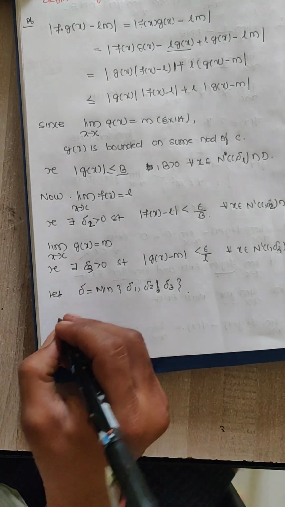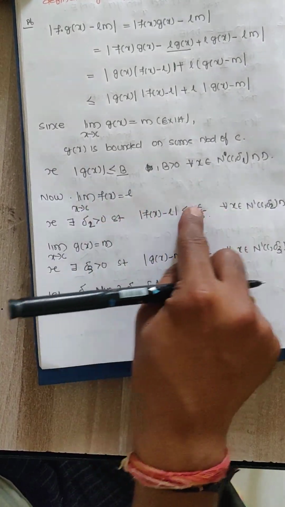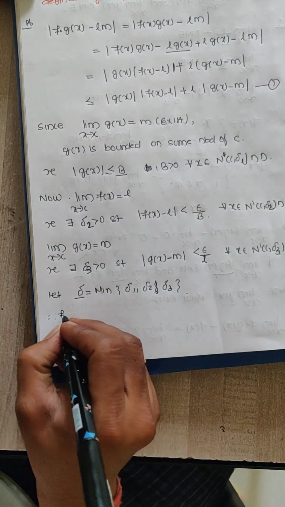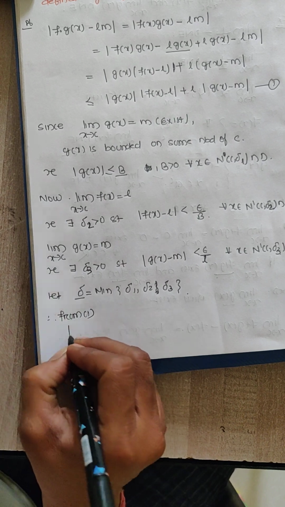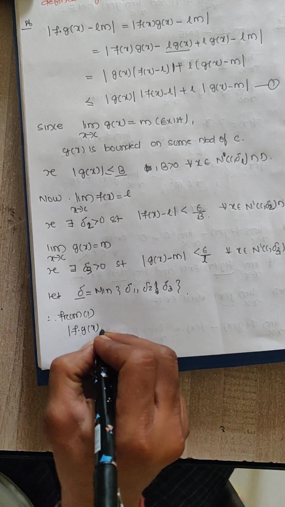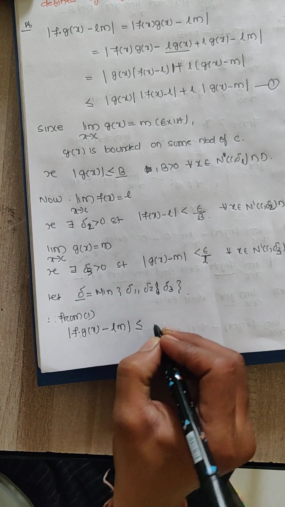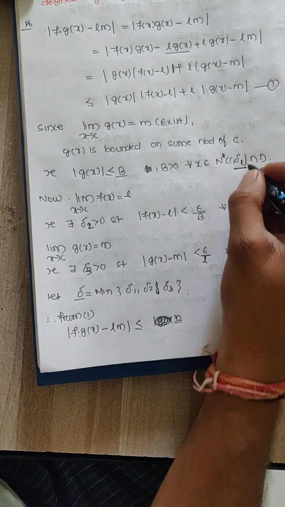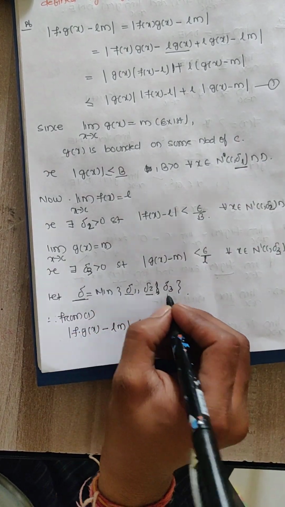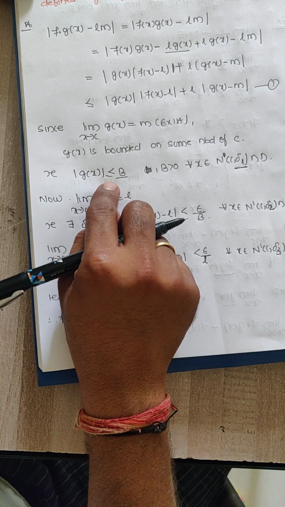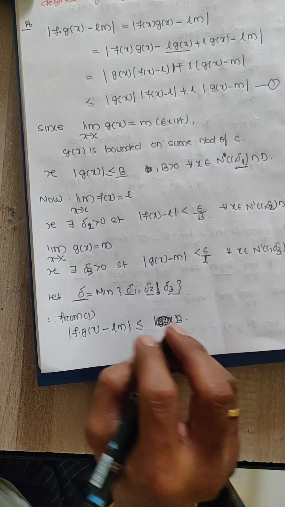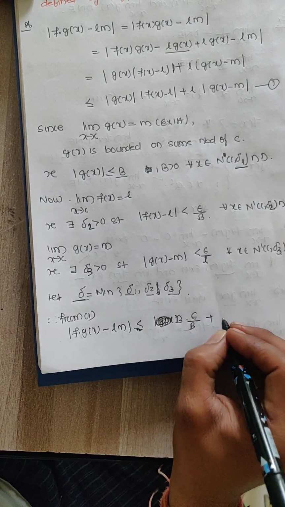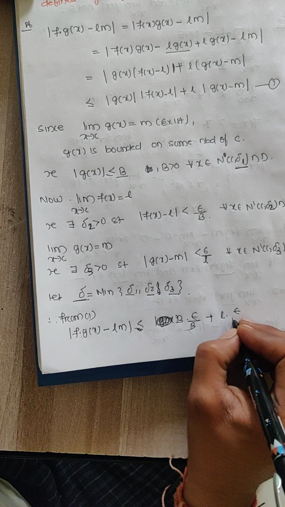Okay, now for this delta, each statement is correct. Hence from equation 1, I am writing: |f(x)g(x) - Lm| is less than, and |g(x)| is less than b, for this delta 1, and delta is the minimum of delta 1, delta 2, delta 3. So for this delta, this term b times |f(x) - L| is strictly less than epsilon by 2b, and plus |L| times this is less than epsilon by 2L.